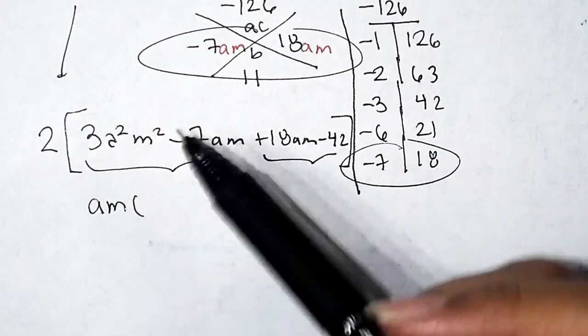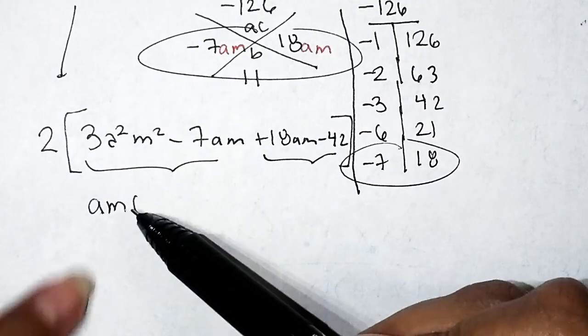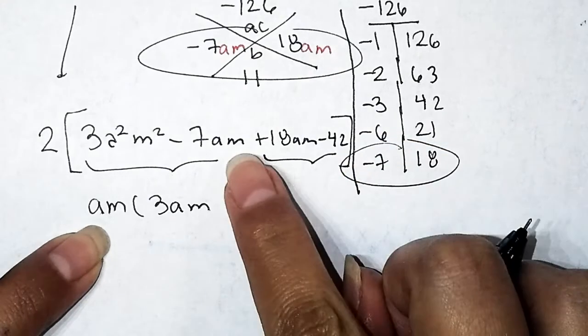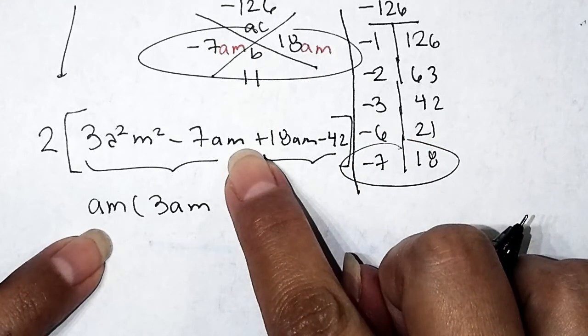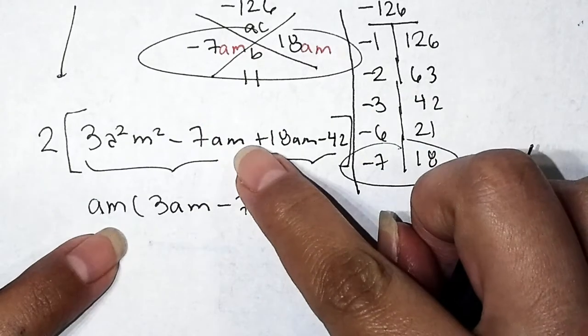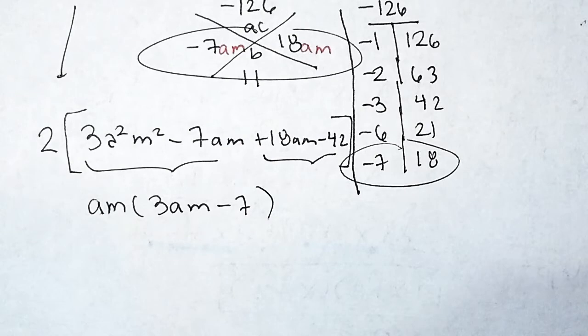Let's do this. First term over common factor, that will leave us with 3am. Second term over common factor will leave us with -7. A's canceled, m's canceled. So that's it. Okay. So one group down, one more to go.